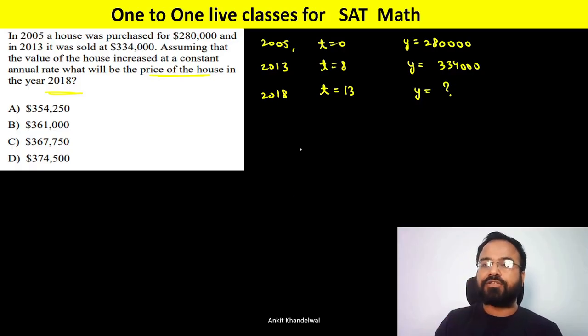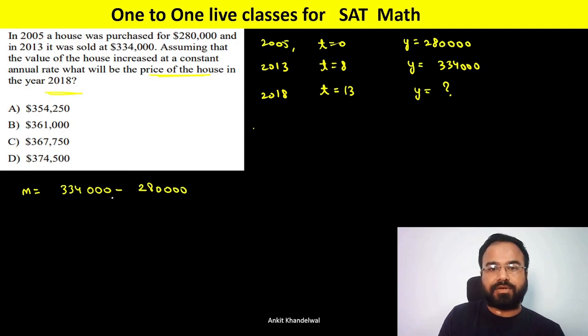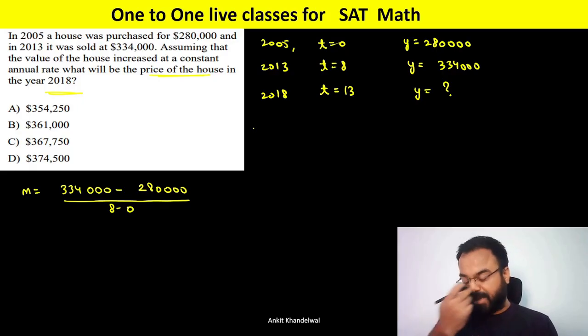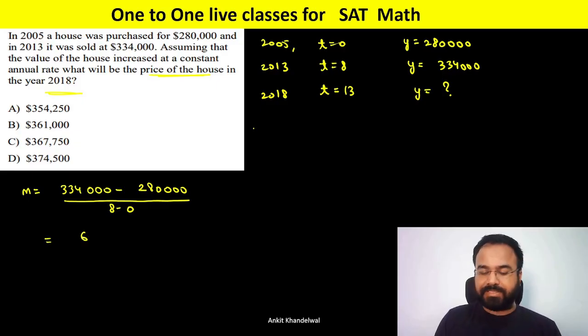So again it's a linear model, so you can first find the slope. The slope we can find is y2 minus y1, so it is 334,000 minus 280,000 divided by x2 minus x1, so 8 minus 0. Here we can use the basic calculator. You can also use the Desmos over here. I will show you how you can use the Desmos also, but right now I am using calculator for this. 334 minus 280, and this is divided by 8. So you will be getting this as 6750. So it means it is increasing at the rate of $6750 per year.